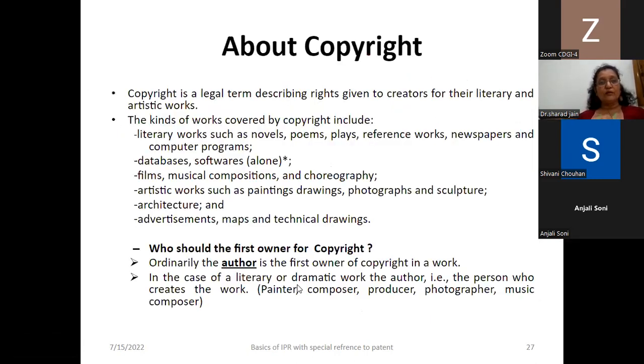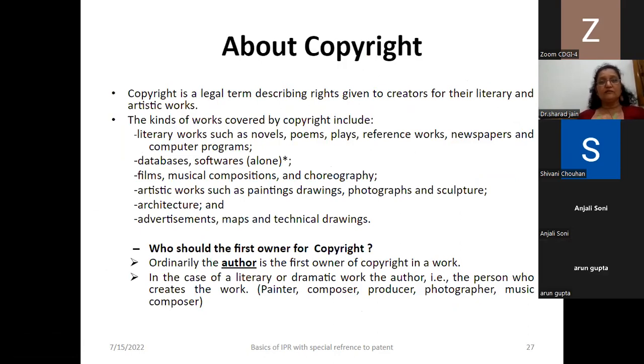So first we will talk about the copyright. It is a right given to the creators for their literary or any artistic work. And this may be for 60 years, given by the government for 60 years.